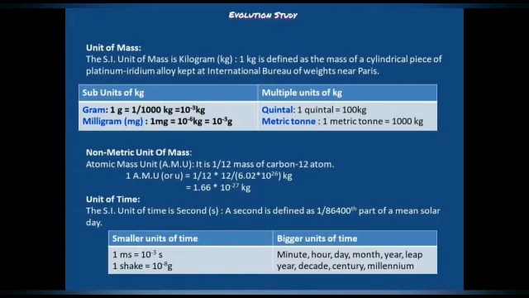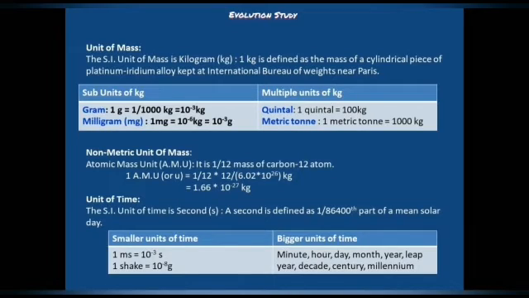The subunits of kg are gram. 1 gram is equal to 1 divided by 1000 kg, which is equal to 10 to the power minus 3 kg. 1 milligram is equal to 10 to the power minus 6 kg, which is 10 to the power minus 3 gram. Now the multiple units of kg. 1 quintal is equal to 100 kg and 1 metric ton is equal to 1000 kg.